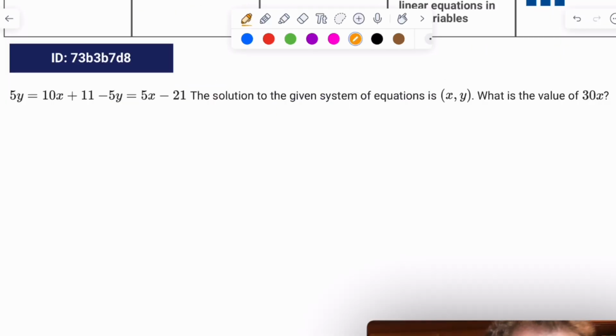And here we have a system. Again, it's not well delineated where this one ends and the other one starts, but I think it's going to be here. So it looks like the first equation is 5y equals 10x plus 11. The second equation is negative 5y equals 5x minus 21. The solution to the given system of equations is x comma y. What is the value of 30x?